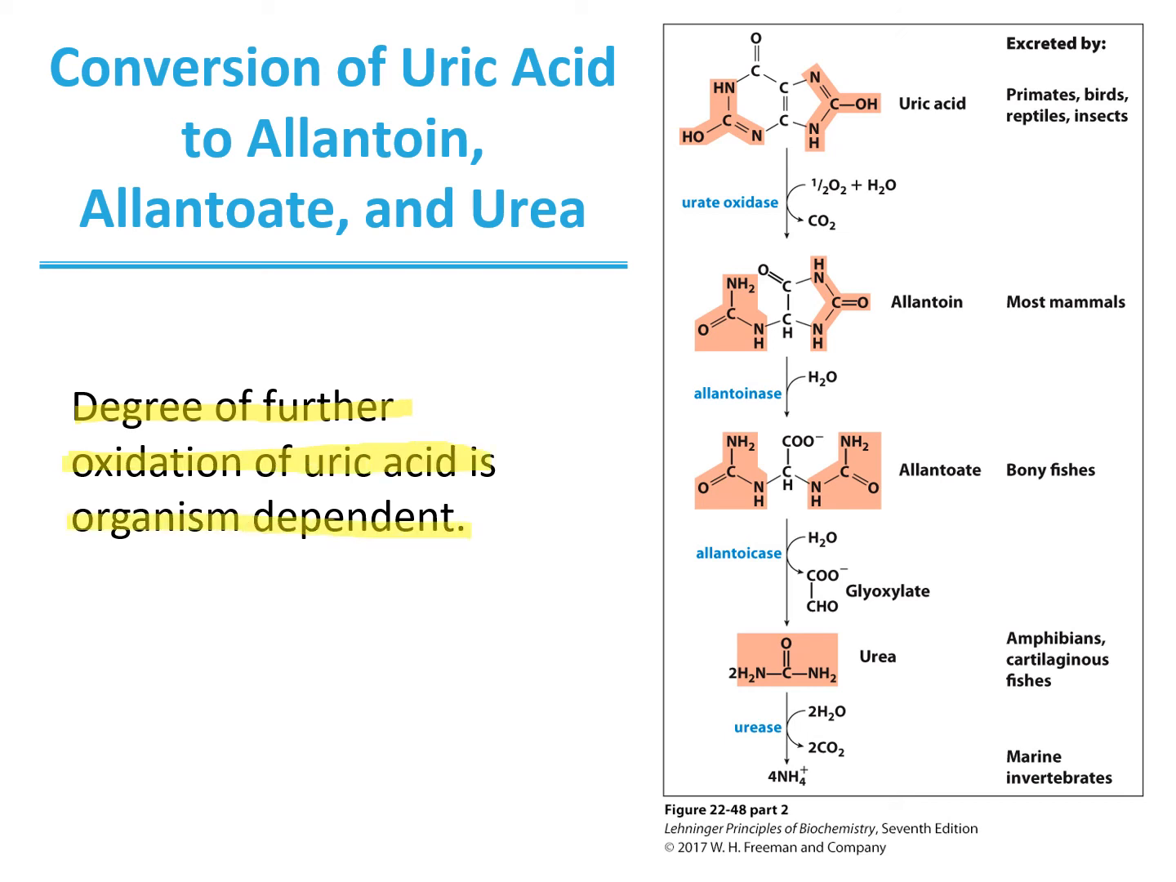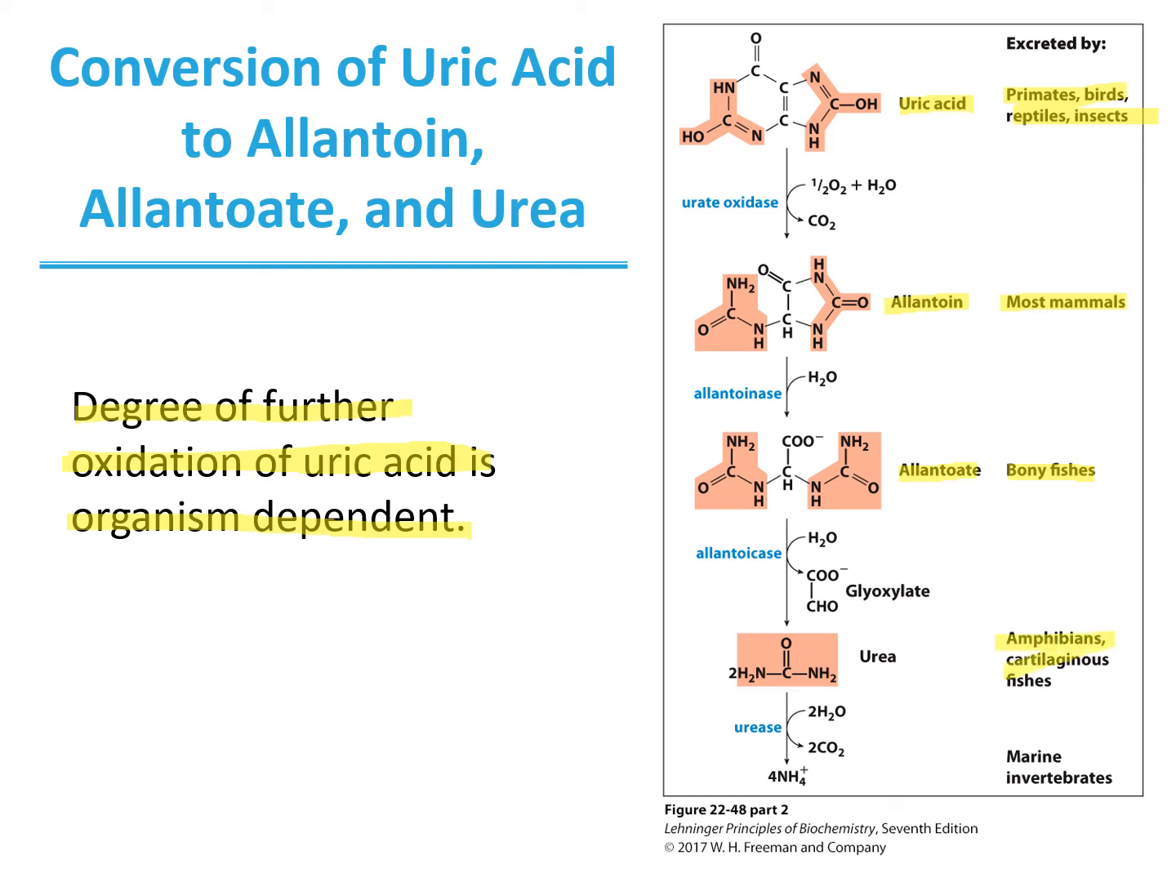It depends on the organism in which it is being produced. So the primates, birds and reptiles usually excrete this nitrogen waste in the form of uric acid. Most mammals can convert it into another molecule, allantoin, and they excrete it. Some bony fishes convert it into allantoate and then excrete the nitrogenous waste.